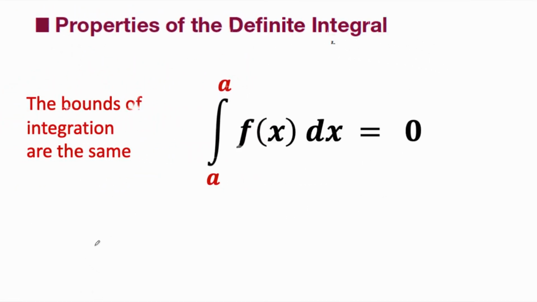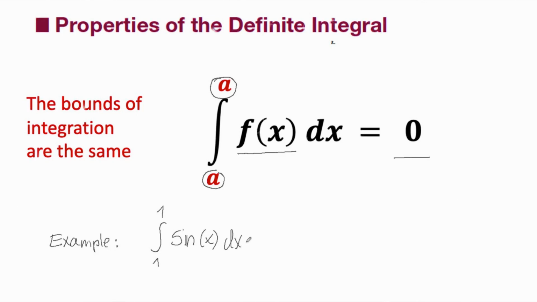Here are some properties of the definite integral. The definite integral from a to a, the same number, of any function f is 0. For example, if I want to integrate from 1 to 1 any function, let's say sine x, the trigonometric function, this is 0. Or when I want to integrate, let's say, from 0 to 0 of the exponential function e to the x dx, this is 0.